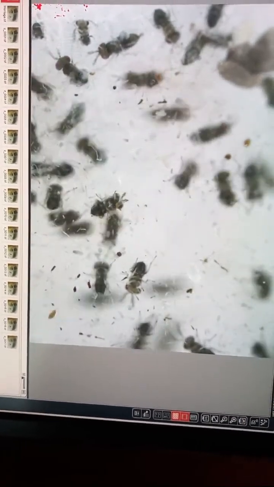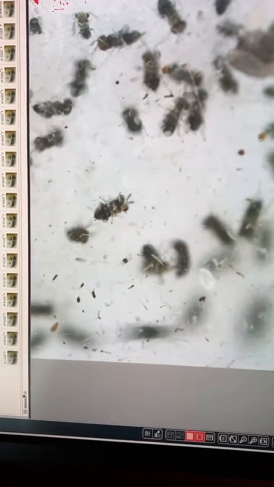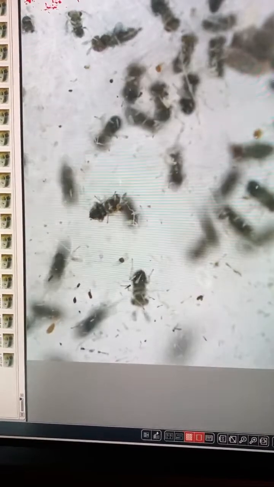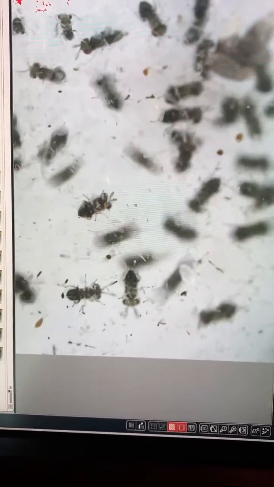Now we are watching Trichogramma egg parasitoids, which are crowding in a petri dish and moving very quickly because of the strong light of a microscope.